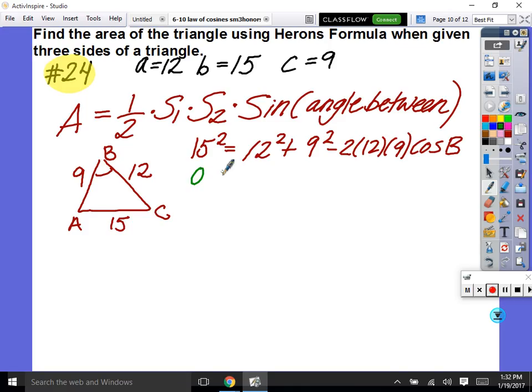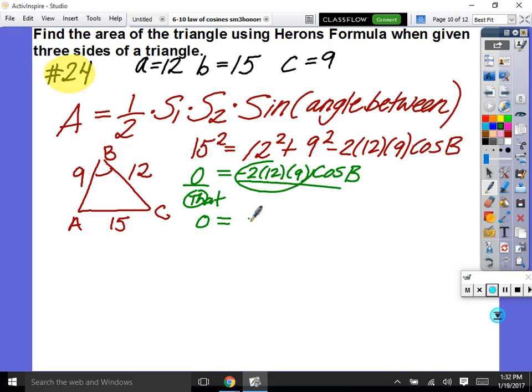Did you get a 0 here? Yes. 0 is equal to negative 2 times 12 times 9 cosine of angle B. So if you divide both sides by that, I'm just going to put that because I don't want to rewrite it. And 0 divided by that, that's 0. So we have 0 is equal to cosine of B. So then B is equal to cosine inverse of 0, right? 90 degrees. Okay, so this is 90 degrees.